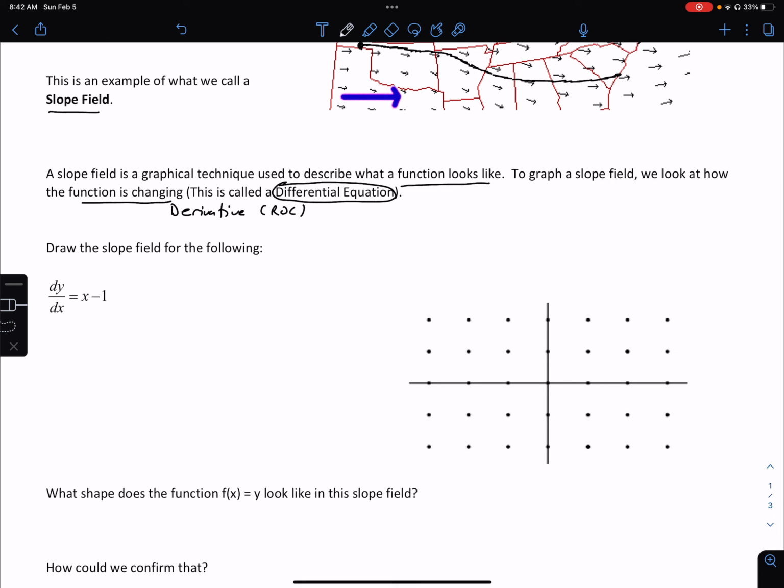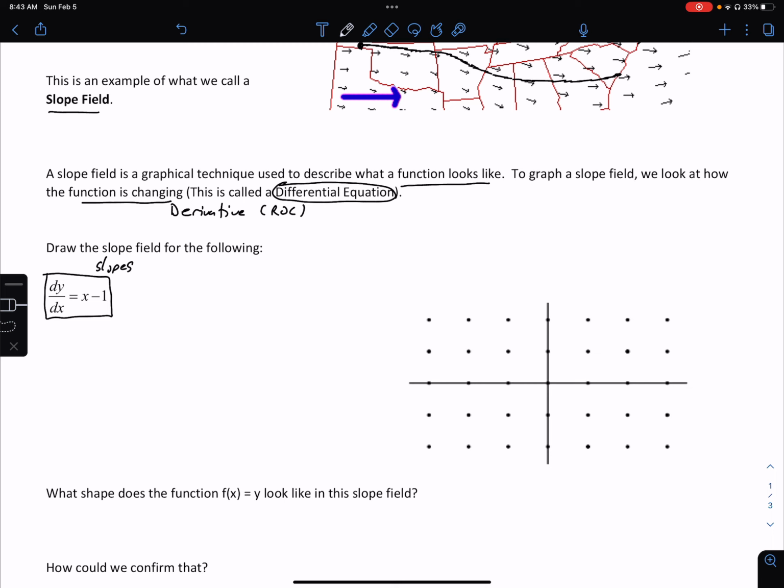I'm not going to say it's the most exciting thing we do, but it's pretty easy. So let's take a look at this first example. We are told dy/dx equals x minus 1. Well, remember that this does give me the slope. It is a derivative, the slope. So I'm just going to pick a bunch of points.